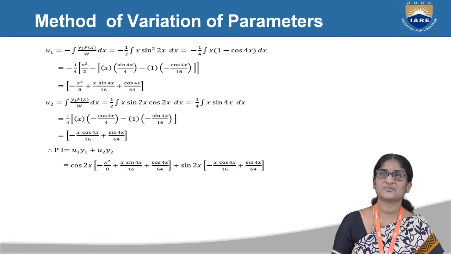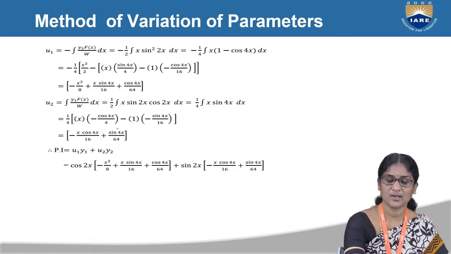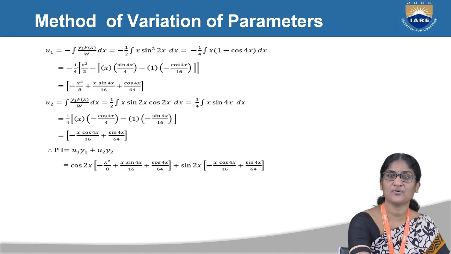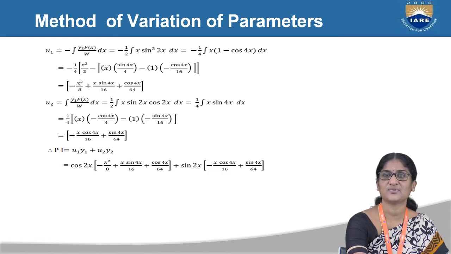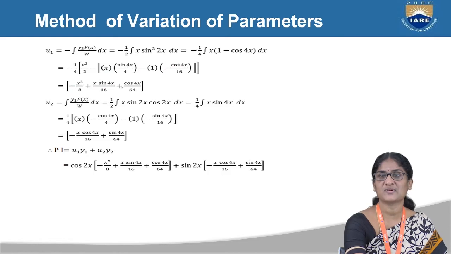Now, finding out this integral part, I'm getting minus 1 by 4 [x square by 2 minus x into sine 4x by 4 minus 1 into minus cos 4x by 16], which is equal to minus x square by 8 plus x into sine 4x by 16 plus cos 4x by 64.